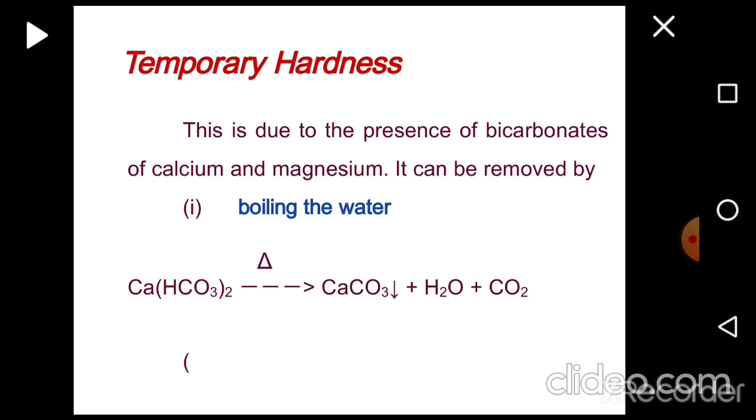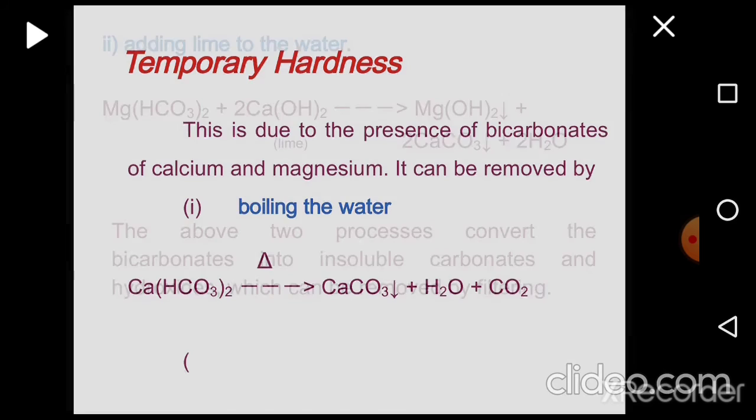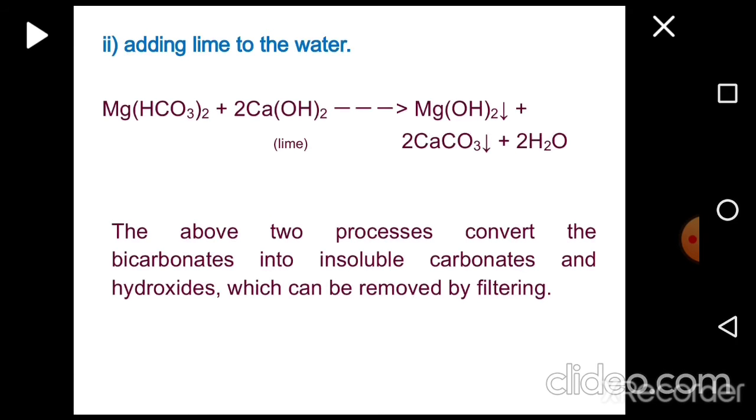For boiling the water, the calcium bicarbonate is heated and converted into calcium carbonate. By adding lime to the water, calcium carbonate and magnesium hydroxide are formed. In both processes, the bicarbonate is converted into insoluble carbonate and hydroxide. It can be removed by the filtering method.